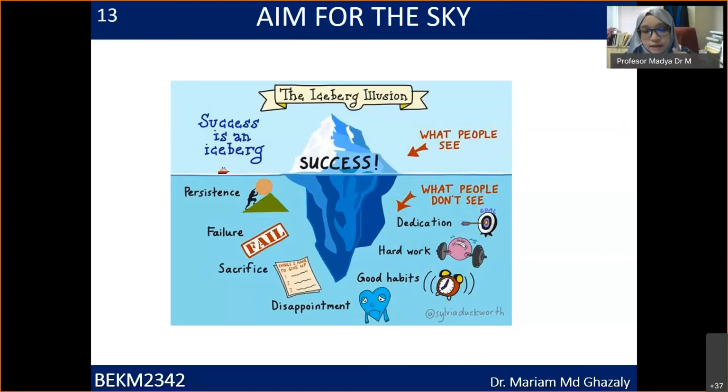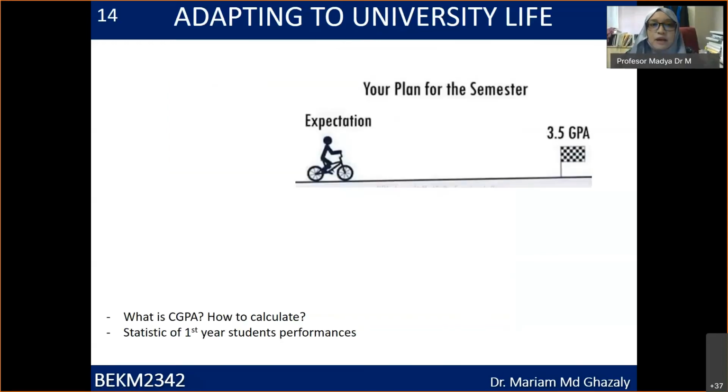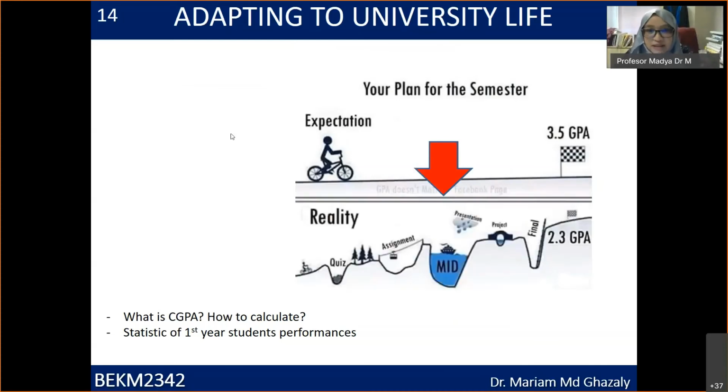Okay, up until you become successful. Right, so adapting to UC life. Right now you need to adapt to online classes. So for this semester, maybe you plan to get 3.5, but the reality is that you have quizzes, assignments, and a midterm, which is like a wave, like a tsunami.